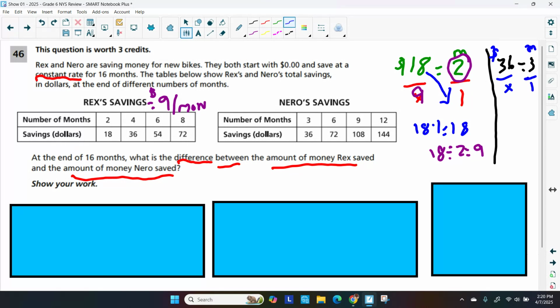So let's cross multiply. 36 times 1 is 36. And all I got to do is divide that by 3. 36 divided by 3 equals 12. So he's saving $12 per month.